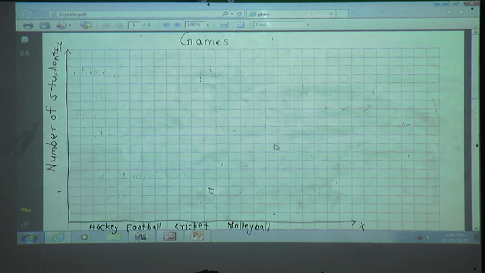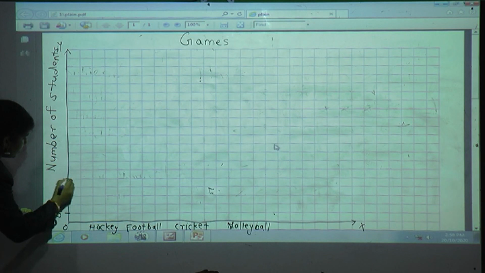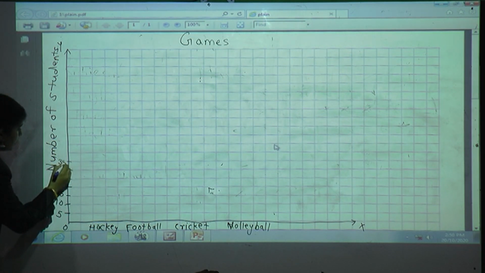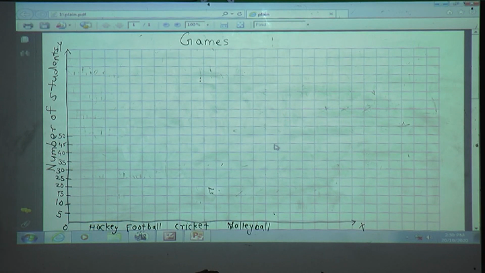Now how many students have played hockey? Yes, 15. For that you need to give the scale also. So here 5, 10, 15, 20, 25, 30, 35, 40, 45, 50. So for students, your scale is 1 centimeter equal to 5 students.